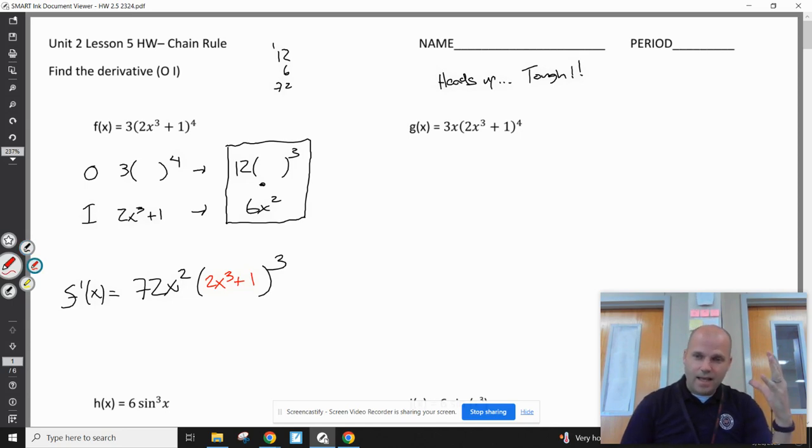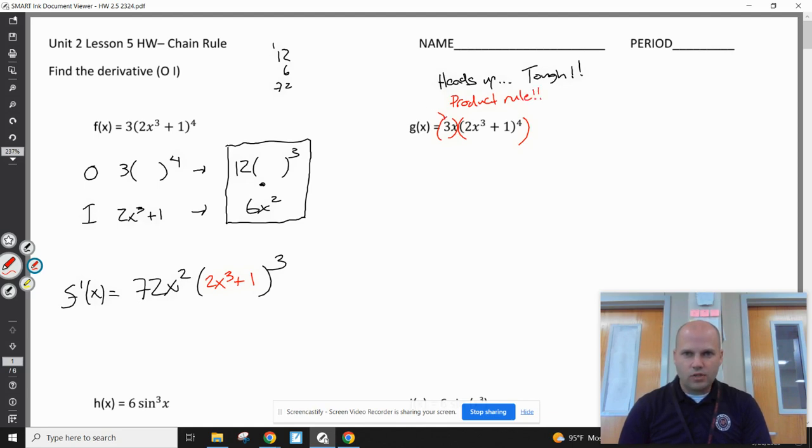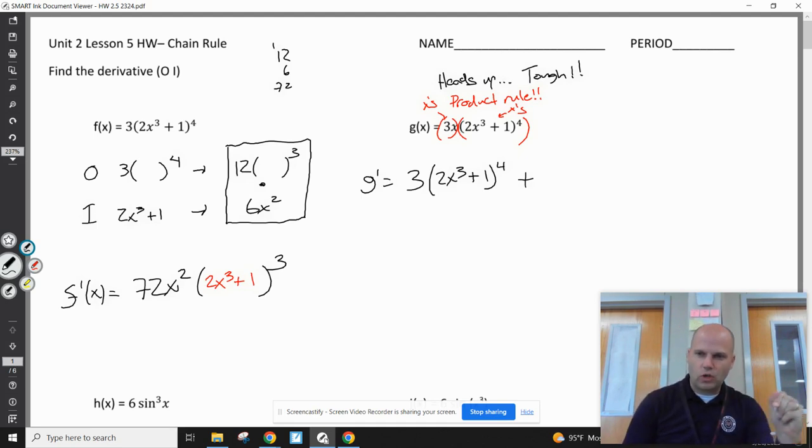This is not a number times a function. What we have are x's times x's. So I throw this at you right off the bat, just so you're aware, hey, if you see x's times x's, you got to use the product rule. Now, the product rule is tricky here. You got the derivative of the first, great, times the second, slopes of the first times the second, plus we have to use the chain rule to find the slopes of the second.